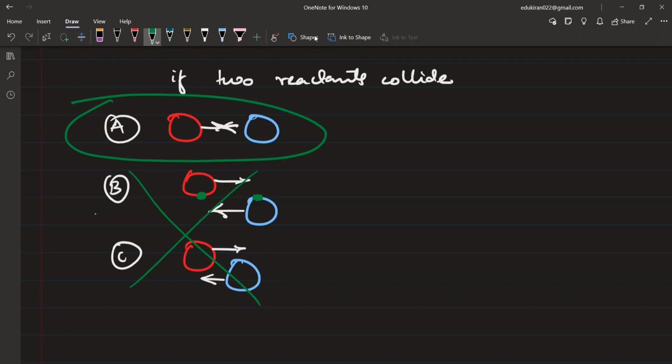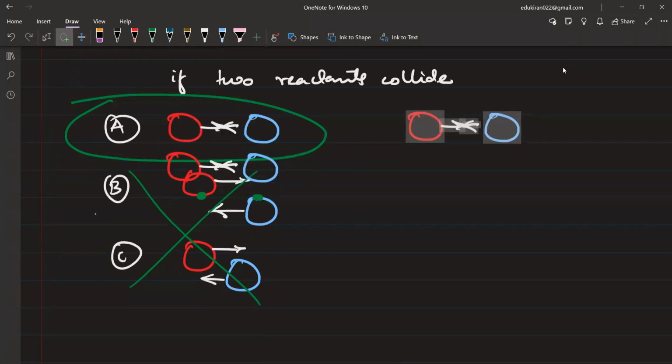So first of all, collision is required. Second, we have to have them in proper orientation. And third, for example, let us suppose that this scenario is happening. In one of the cases, let us suppose that they are colliding. I don't know exactly what speed it will be. They're colliding at such a speed.